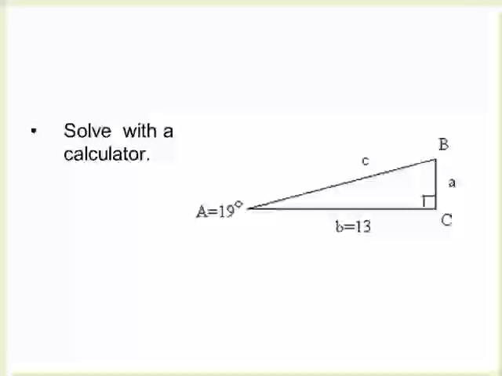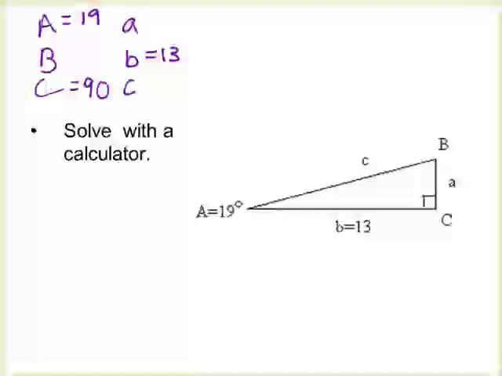When a problem says solve a triangle, what they mean is find out everything about that triangle that we don't know. A triangle has 6 parts, 3 angles, 3 sides. Angles are named with capital letters, sides are named with small letters. So we're given an angle of 19 for A, a side of 13 for B, and we're given one more thing. What else are we given?